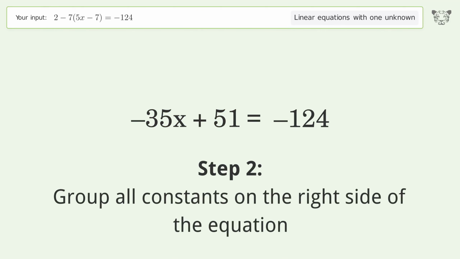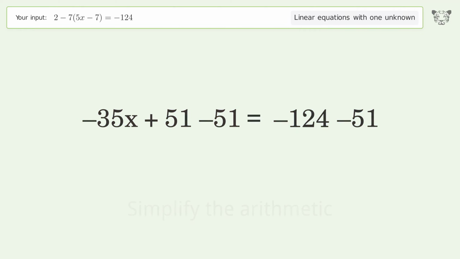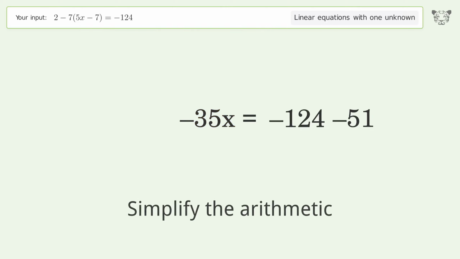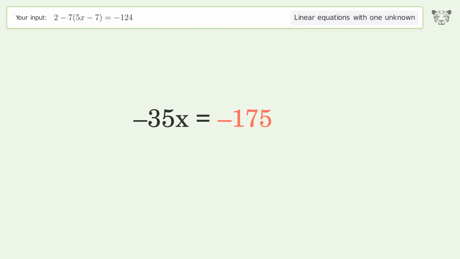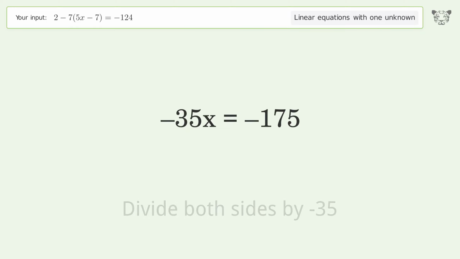Group all constants on the right side of the equation. Subtract 51 from both sides. Simplify the arithmetic. Isolate the x. Divide both sides by -35.